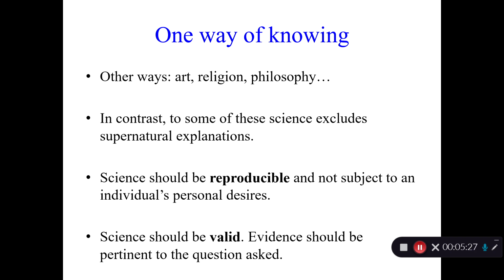Now, it's important to realize that there are other ways of knowing, right? So if we think about things like beautiful art, or religion, or philosophy, there's lots of other ways in which we can approach the world and try to understand the world. So science is one way. And in contrast to some of these, science just excludes supernatural explanations.